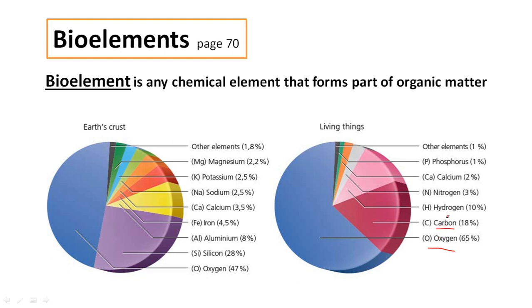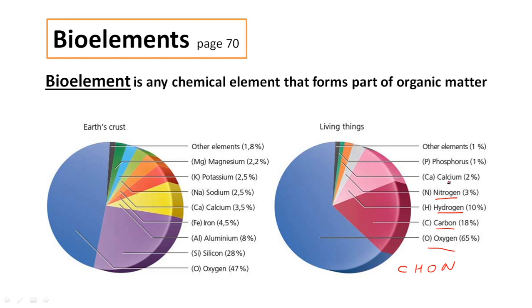So we have carbon, oxygen, hydrogen, and nitrogen. These are the most important ones. Do you remember these letters? CHON. These are the most abundant elements in living things, and all living things need these elements.